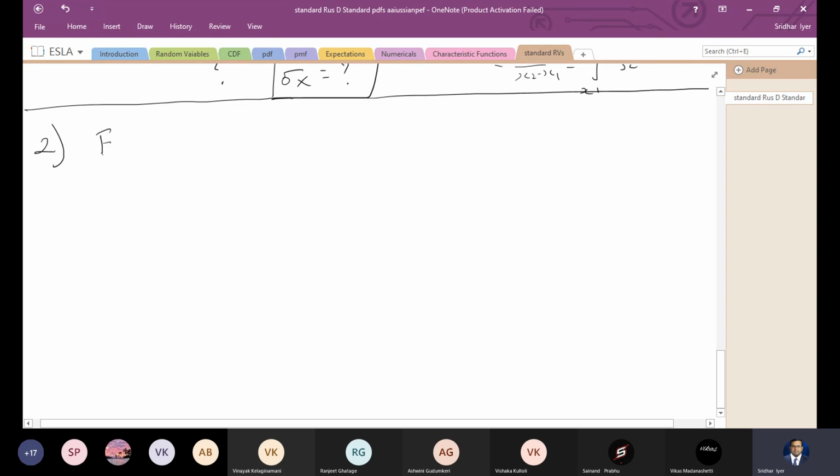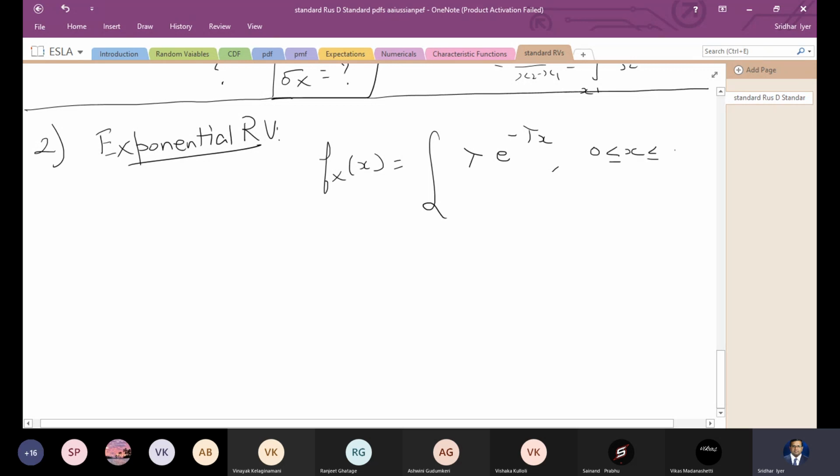The next random variable is known as the exponential random variable or exponential distribution. This is also a random variable which we have already done. So I'll show you where we have done this. And this is defined as fx of x is lambda e raised to minus lambda x for x between 0 and infinity, and 0 otherwise.